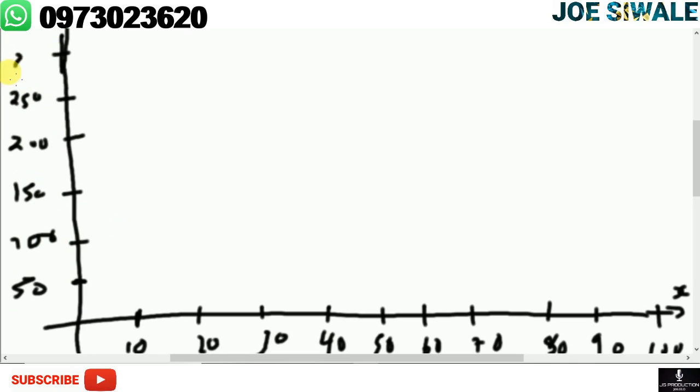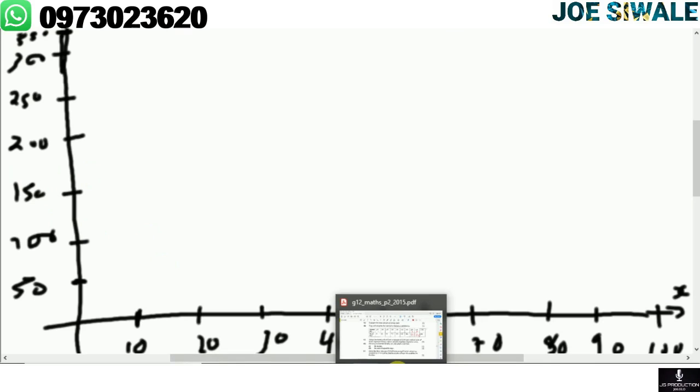I have 300. And I'll also have 350 here. And this represents the number of boys, and that's the y-axis. So let us plot our graph.